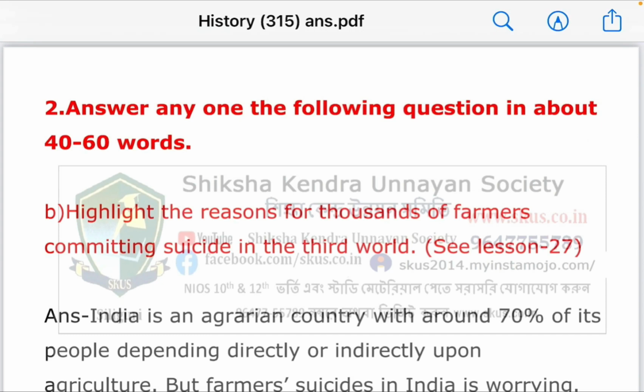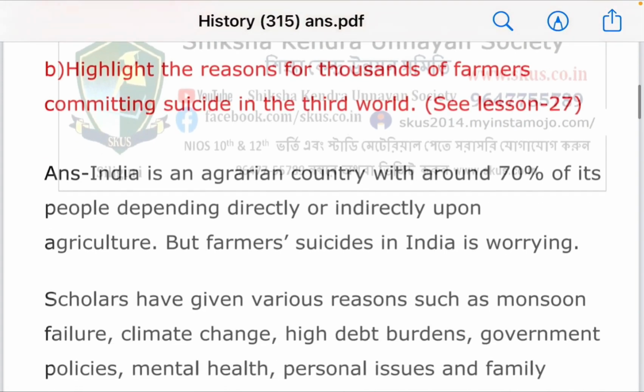आप लोगों को यहाँ पे किस चीज़ का आंसर लिखना है? You have to write down the answer of the question, that is why thousands of farmers ने क्यों suicide commit किया था in Third World War. What were the reasons? You have to write down the reasons in the answer.